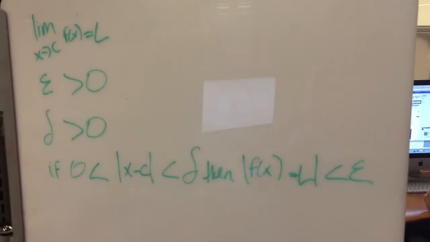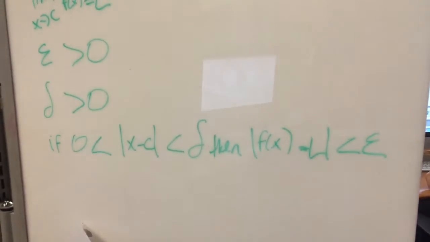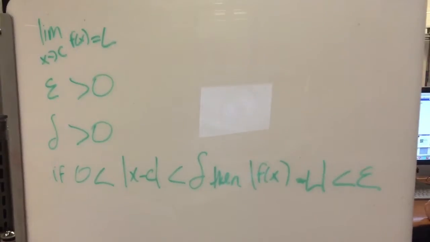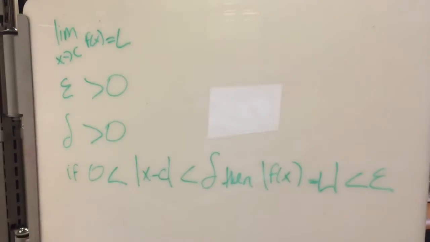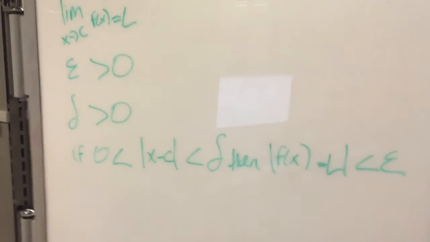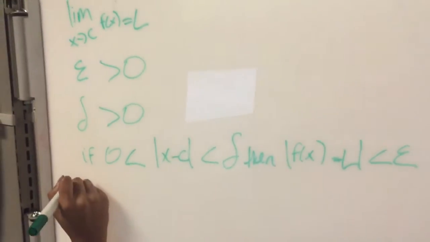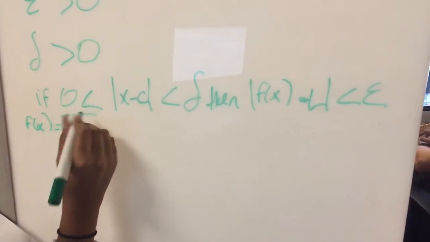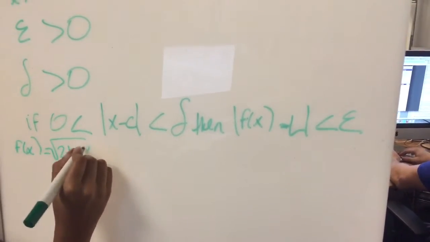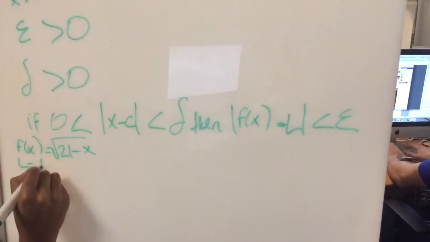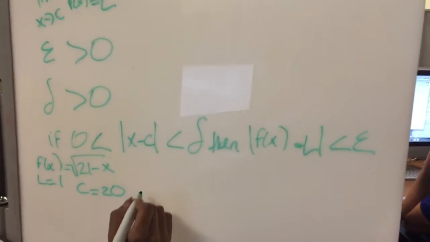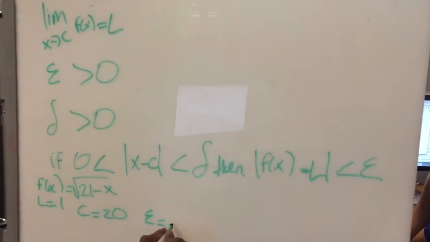The value of delta depends on epsilon, so we will start with solving epsilon greater than 0 to be able to determine an appropriate value of delta when it's greater than 0. So for the problem, we have f of x equal to the square root of 21 minus x, L equals 1, c equals 20, and epsilon equals 0.1.